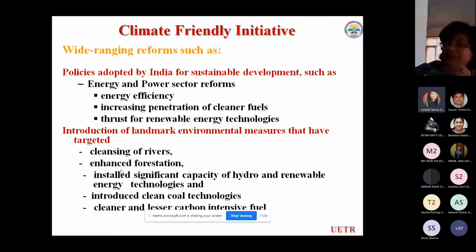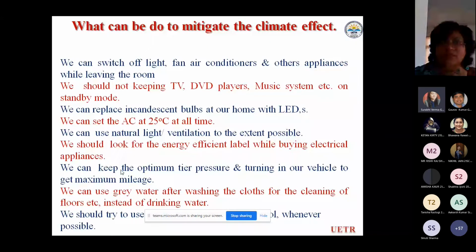So what are the climate friendly initiatives? The policies adopted by India for sustainable development: energy efficiency, increasing penetration of cleaner fuels, thrust on renewable energy technologies, cleaning of rivers, enhanced afforestation, etc. And what can we do to mitigate the climate effect? There are small, very small things that we can do on a daily basis. We can set our AC at 25 degrees centigrade at all times. We should not keep the TV, DVD player, music system, etc. on standby mode.